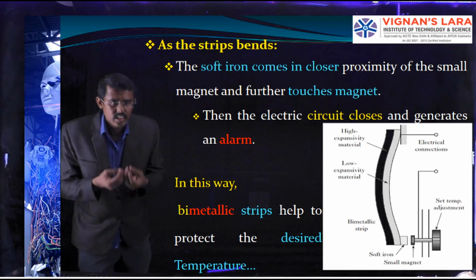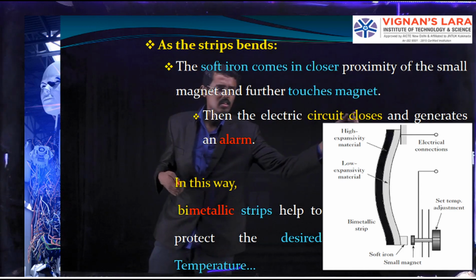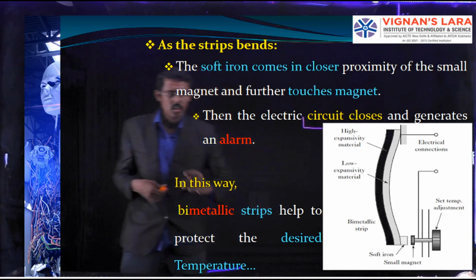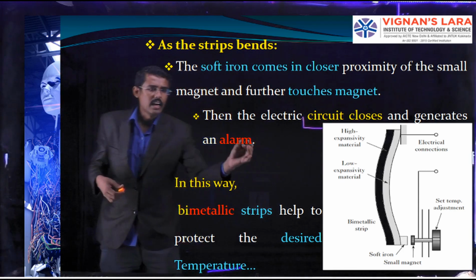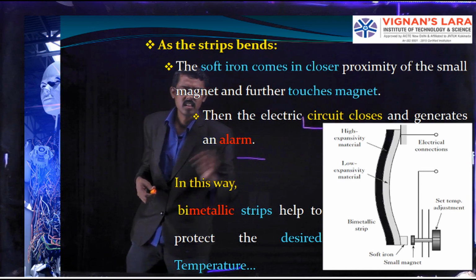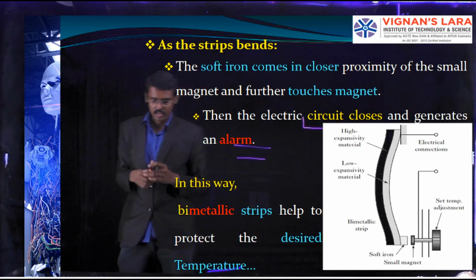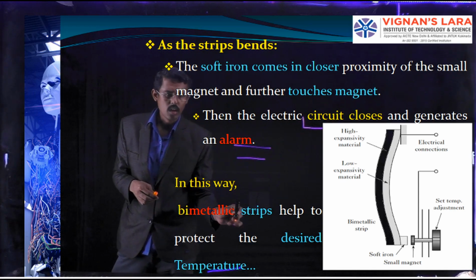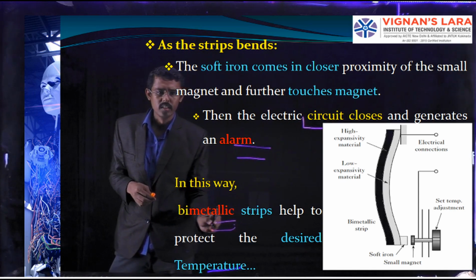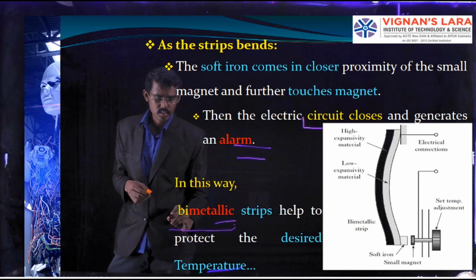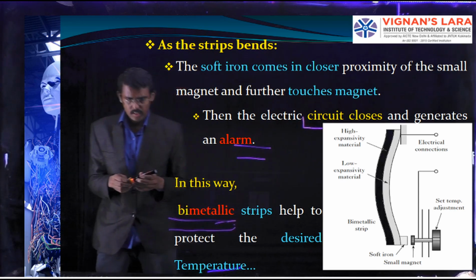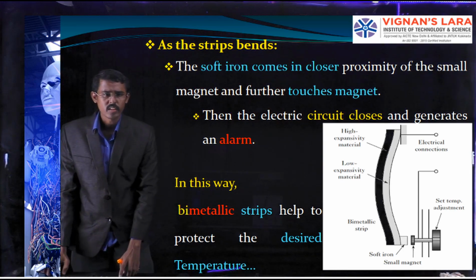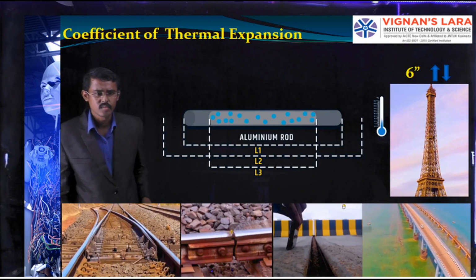Then the electric circuit closes. We can see here that the electric circuit is closed, and it generates the alarm also. In this way the bimetallic strip helps in protecting the desired temperature. Next we will move further to the next category.